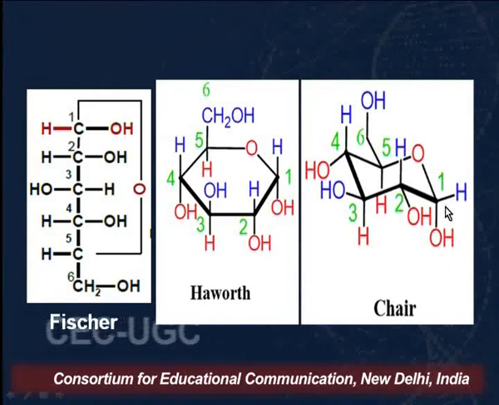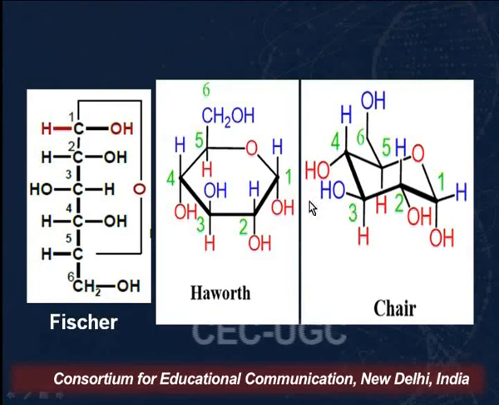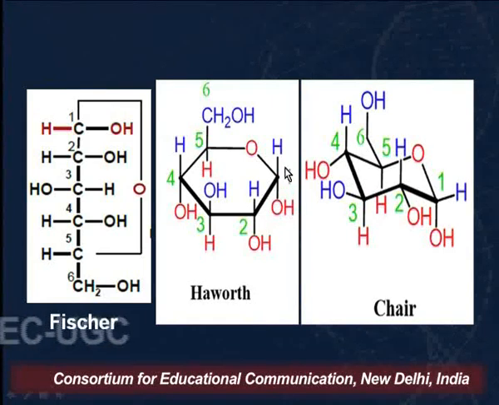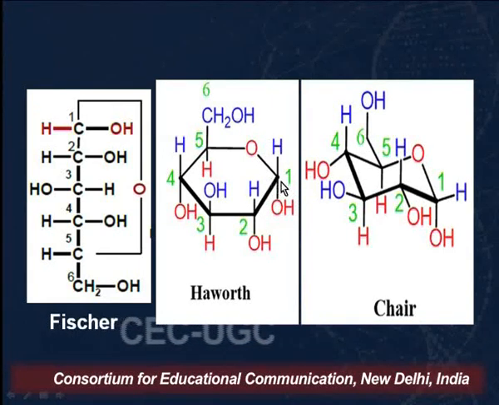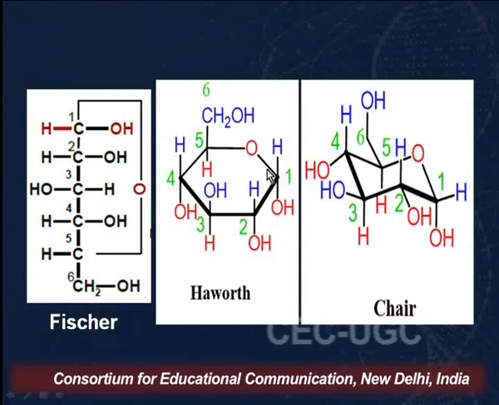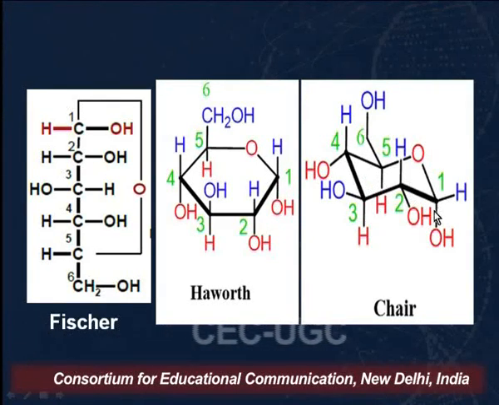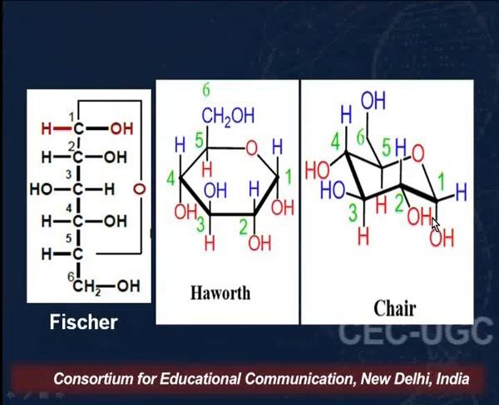So now let us look at how, if three structures are given to us and we are asked to find out which is the alpha D glucose, you will just look at the orientation of the OH at the first carbon in Haworth projection. It will be facing down, and in chair conformation it will be at the axial position.